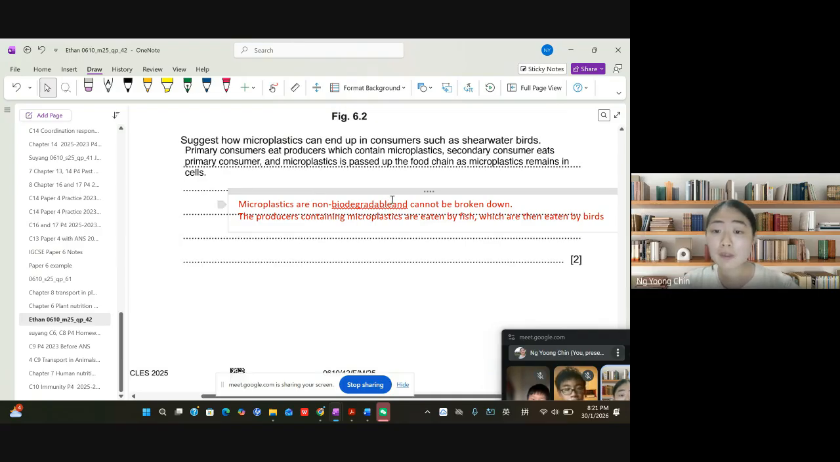Microplastic is non-biodegradable. What is meant by non-biodegradable? Your environment cannot decompose the microplastic. So the microplastic just remains in the environment. It will not be broken down by any kind of decomposer or bacteria. So this is the outcome. That's why they will just build up in the environment.